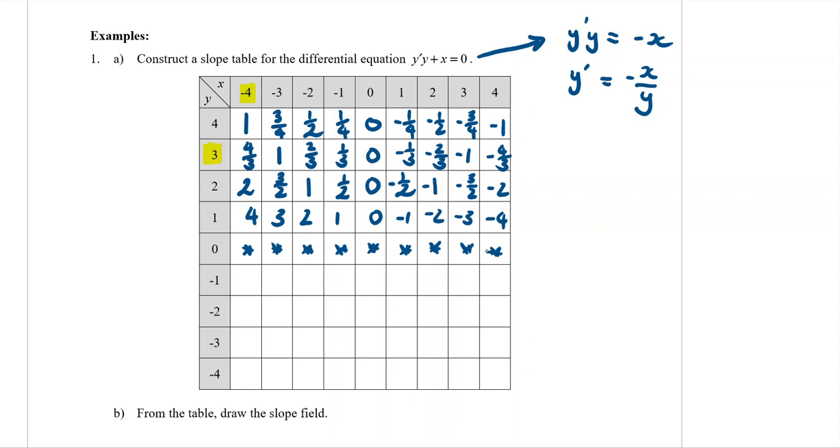Then down to the negative ones. The good news is that when it's negative 1, the value is going to be the same as positive 1. It'll just be the opposite sign. So it'll be negative 4, negative 3, negative 2, negative 1, 0, positive 1, 2, 3, 4. And the negative 2 will be the opposite sign of positive 2.